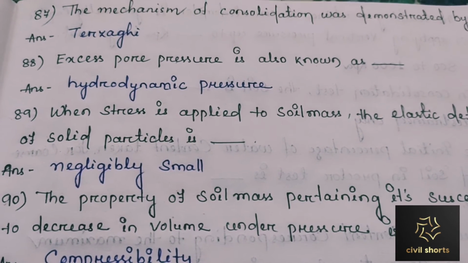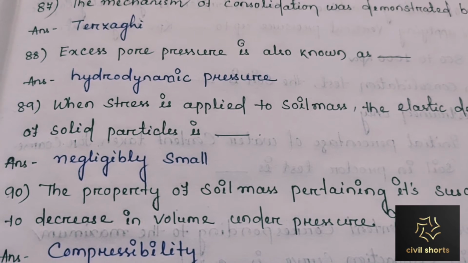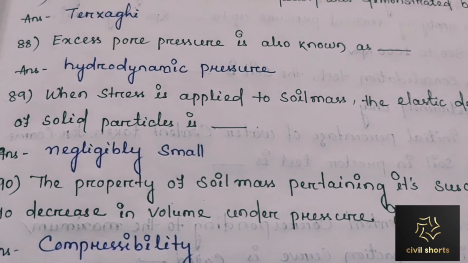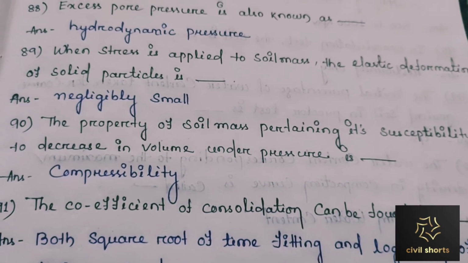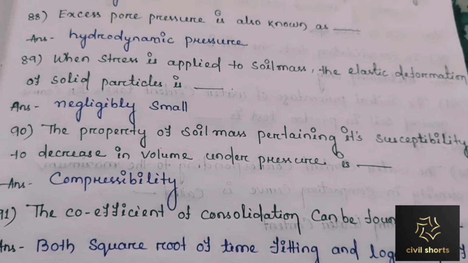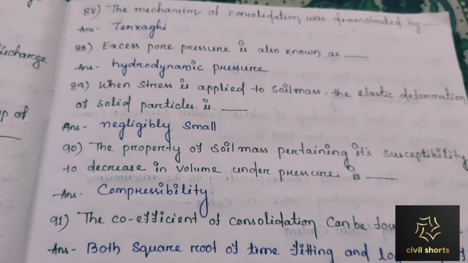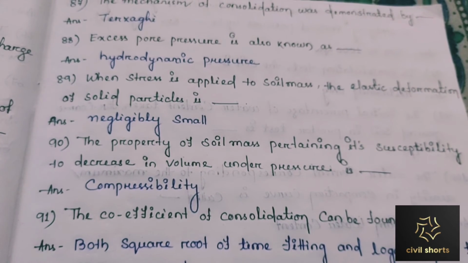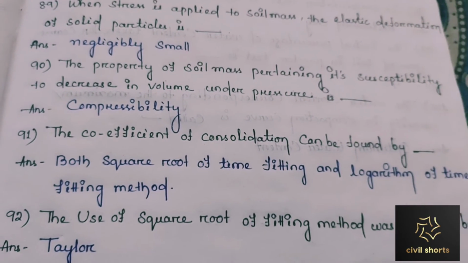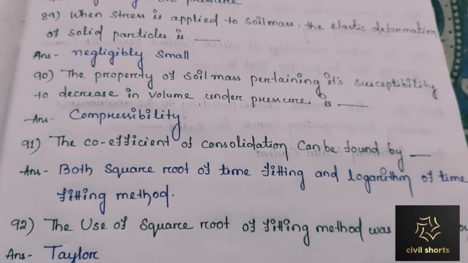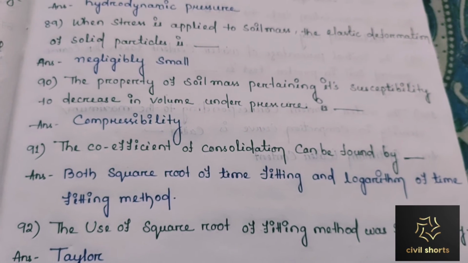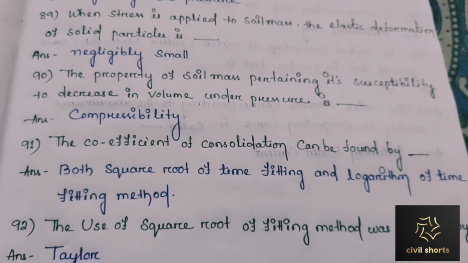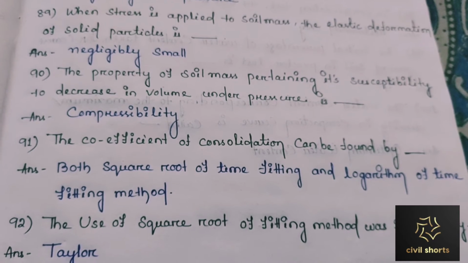Because this deformation is caused by the change in relative position of the discrete particles and resulting decrease in the volume of voids. Then question number 90. The property of soil mass pertaining its susceptibility to decrease in volume under pressure is dash. The answer is compressibility. Then question number 91. The coefficient of consolidation can be found by dash. The answer is both square root of time fitting method and logarithmic of time fitting method.